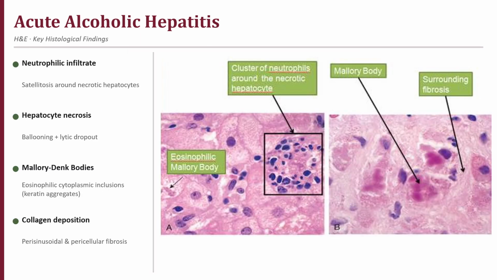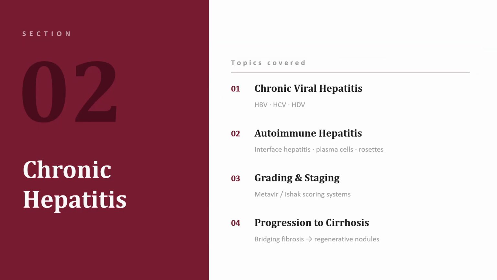Alcohol is known to cause acute hepatitis sometimes, and here we will see certain specific morphological features such as the presence of neutrophils. So we can see here neutrophils surrounding necrotic hepatocytes. We can also identify the Mallory bodies, the eosinophilic Mallory bodies here, and we will see also fibrosis starting to surround these areas. In chronic hepatitis, morphological changes will be much more pronounced than in acute.